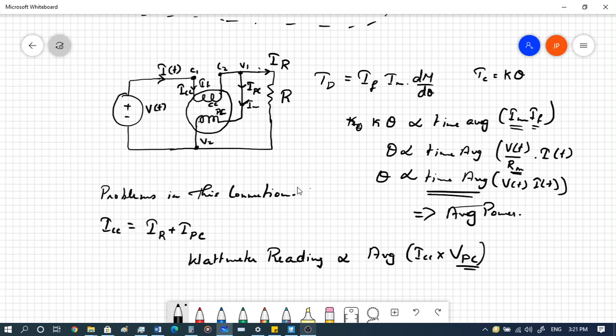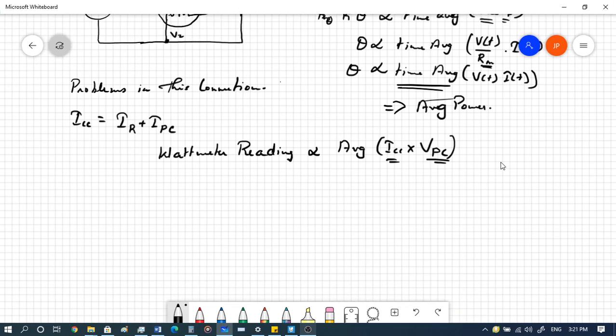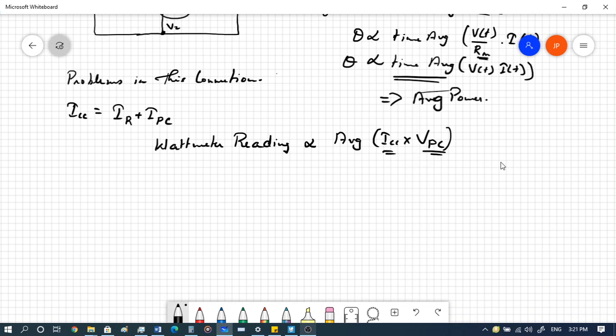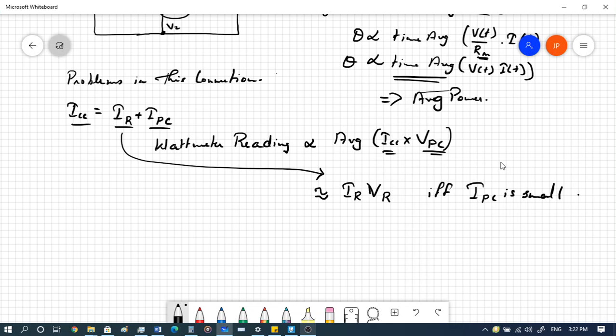The pressure coil voltage and the current through the current coil, right? So this is how we have designed the wattmeter, and now we can see that this could be approximately equal to IR VR if and only if IPC is small in comparison to IR, because ICC consists of IR plus IPC. So here IPC is the error that we have. IPC into VPC would be the error.